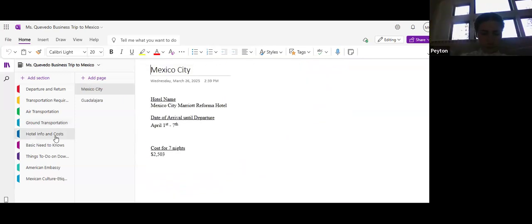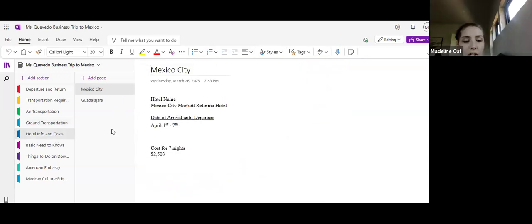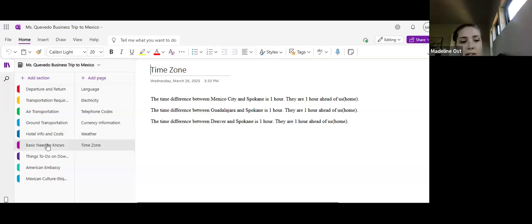And then here I have her hotel information for Mexico City. She'll be staying at the Mexico City Marriott Reforma Hotel. I have the dates that she'll be staying there and the total cost. Same as for Guadalajara, I have all of those right in here. And then for her, I have just some basic need-to-knows.